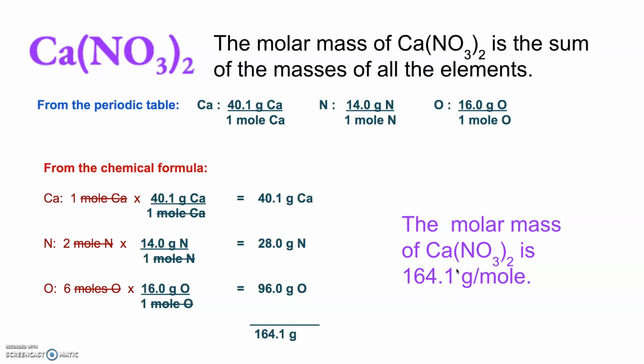The molar mass is 164.1 grams per mole. Don't forget that you can go back in this video. You can stop at any time you need to look at exactly what we did at each step of this process for finding the molar mass of a compound.